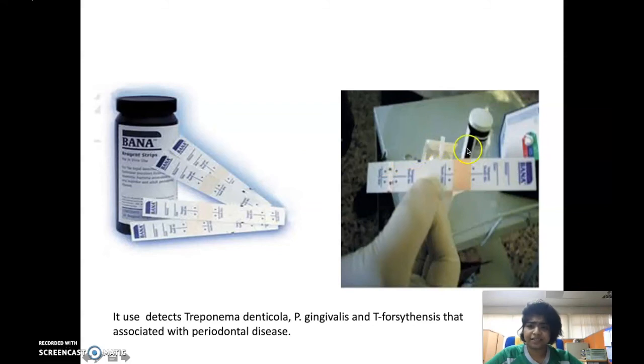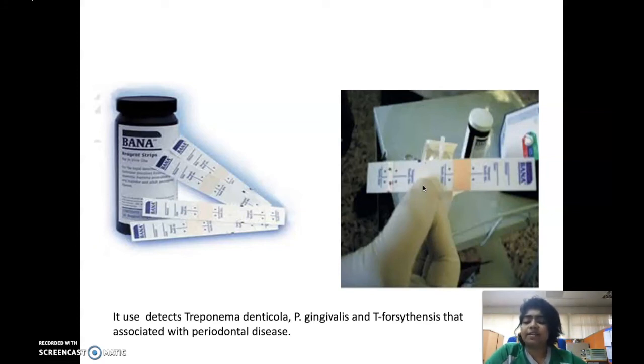As you can see in this picture, this is the BANA strip. This BANA strip works by combining a sample of saliva from the subject with the test strip, which is composed of the BANA. This strip must combine with saliva, then only you can see the reaction. The enzyme present in certain forms of bacteria found in the mouth will react with the BANA substrate and turn a bluish color.